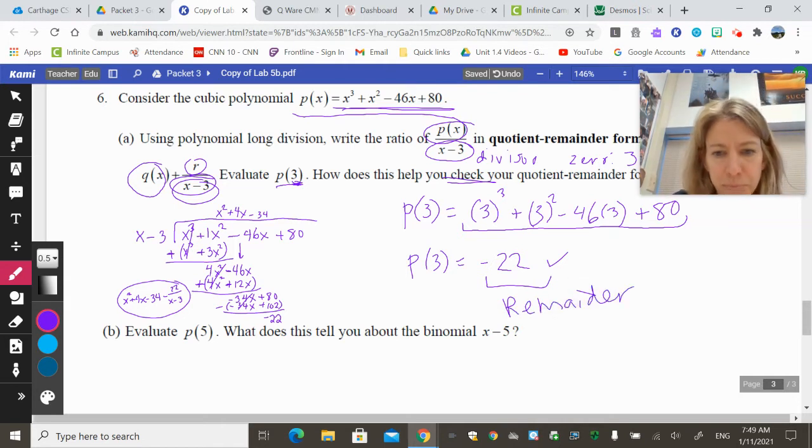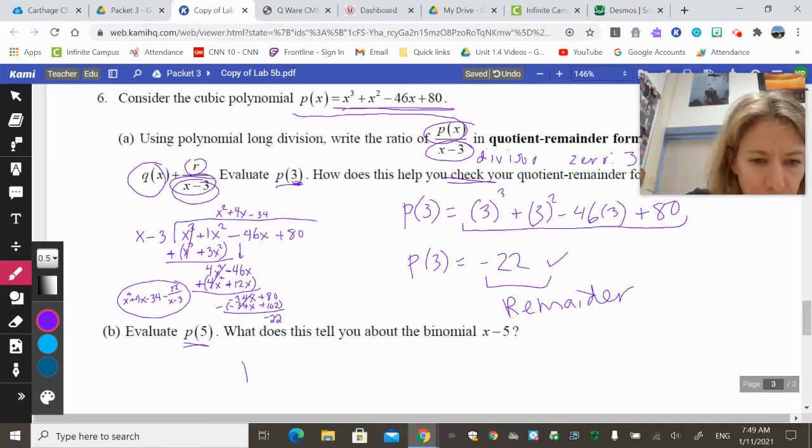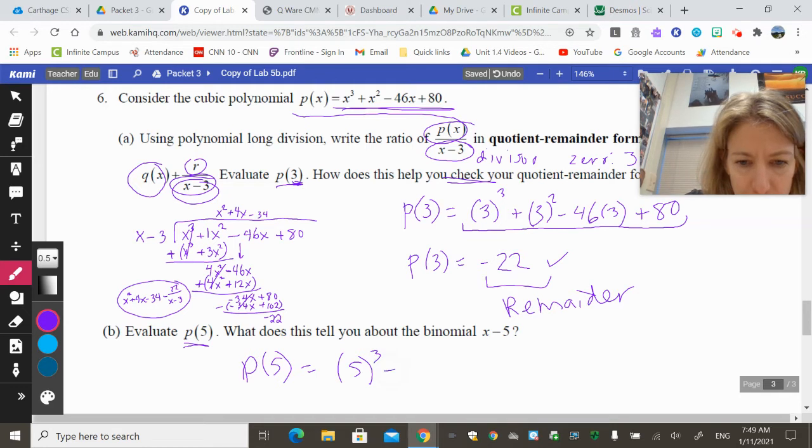Okay, so now it gives me another input to try. It says evaluate P of 5. Okay, so now I'm going to substitute 5 in for x. So 5 cubed. Please make sure you're always showing your work. So write down your substitution for work.